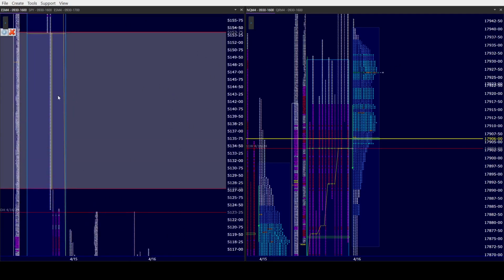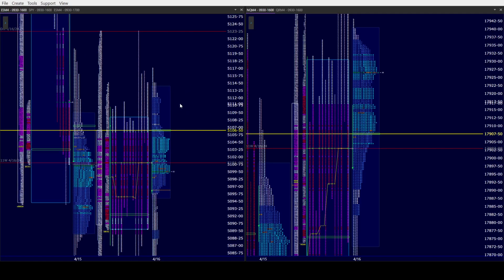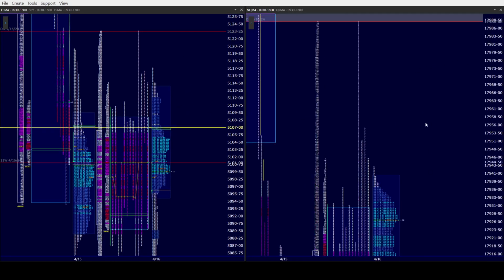Okay, this won't be that easy to fill either. I think you're going to have to go trend to fill this also. So that is your bigger picture. NQ is pretty much the same thing.